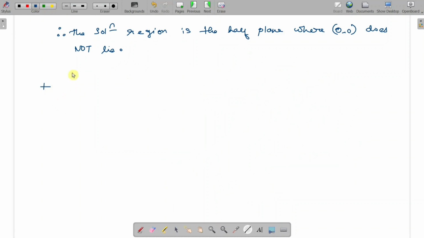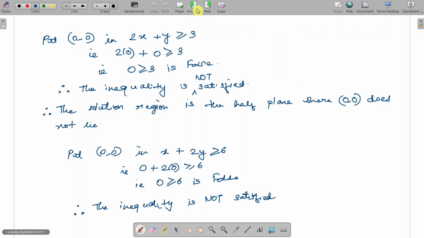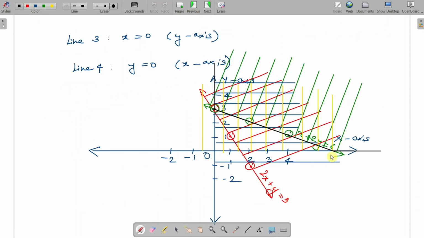So here the feasible region is unbounded, right? Unbounded. So what do we have to do when the feasible region is unbounded? First of all, you have to find the values of the objective function at the corner points. Let us name these corner points. So this is A, this is B, right?